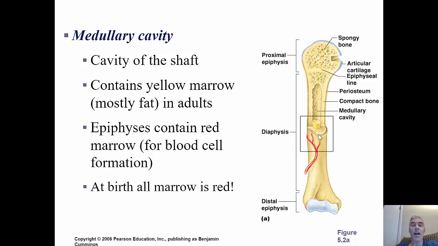But that medullary cavity has fatty bone marrow in the center of it, and then the epiphyses contain the red marrow for blood cell formation. Now, initially at birth, all of the bone marrow in the bones is red, and then some gets transferred to yellow as you get older.